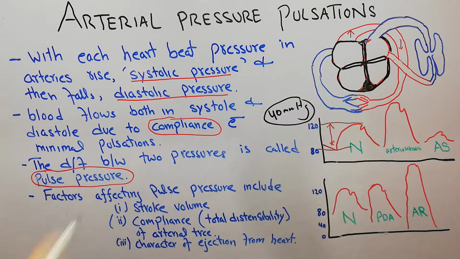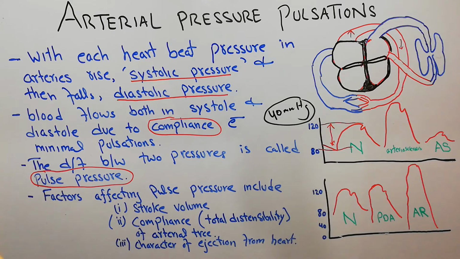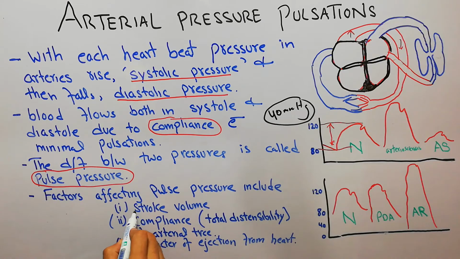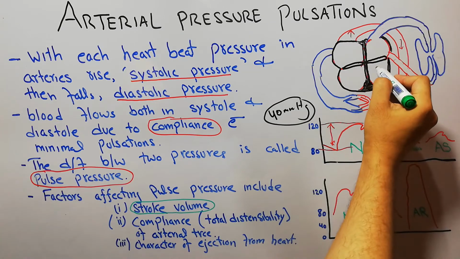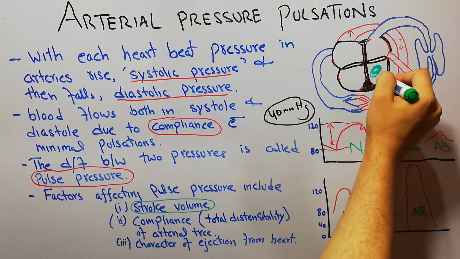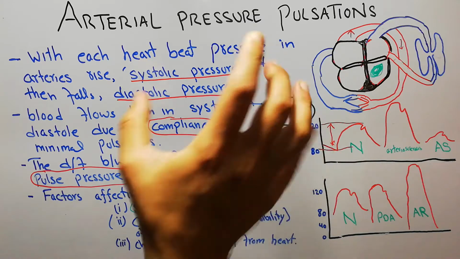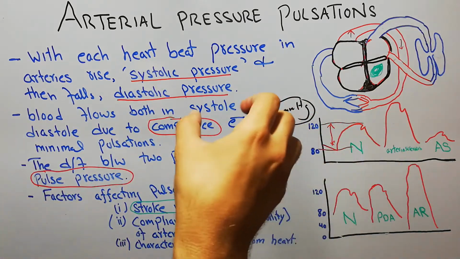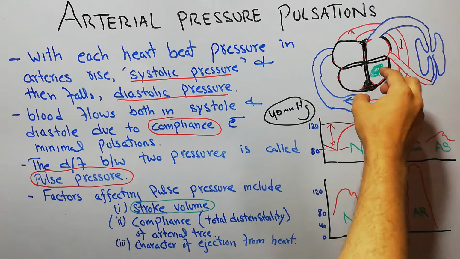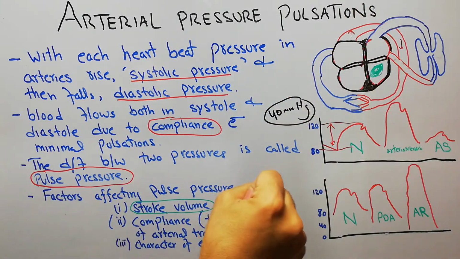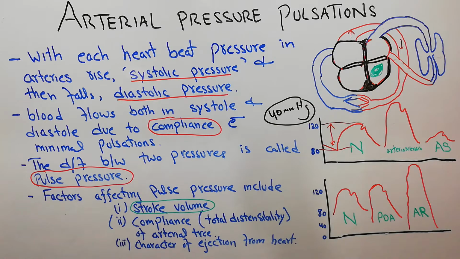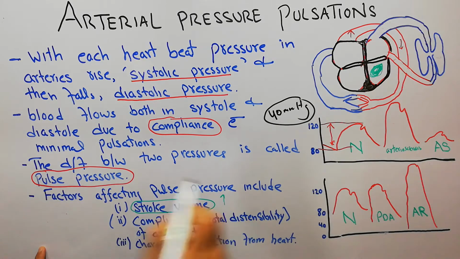Now this pulse pressure is dependent upon three important factors. Two of them are very important and one is a little bit less important. One important factor for the pulse pressure is stroke volume. Stroke volume is the amount of blood that is pumped in one stroke. When the heart contracts just one time, the amount of blood pumped in one contraction is known as stroke volume.